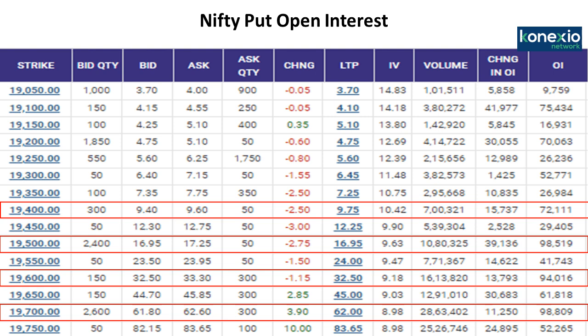So if this happens, if there is a pullback, that is the area where one should try to go long at the lower levels, near the 19,500 mark. But until Nifty sustains above 19,700, the trend would remain positive. And if it crosses 19,800, then we might see the extension of the rally towards the level of 20,000 to 20,100 mark. So this was the Nifty data, Nifty analysis.